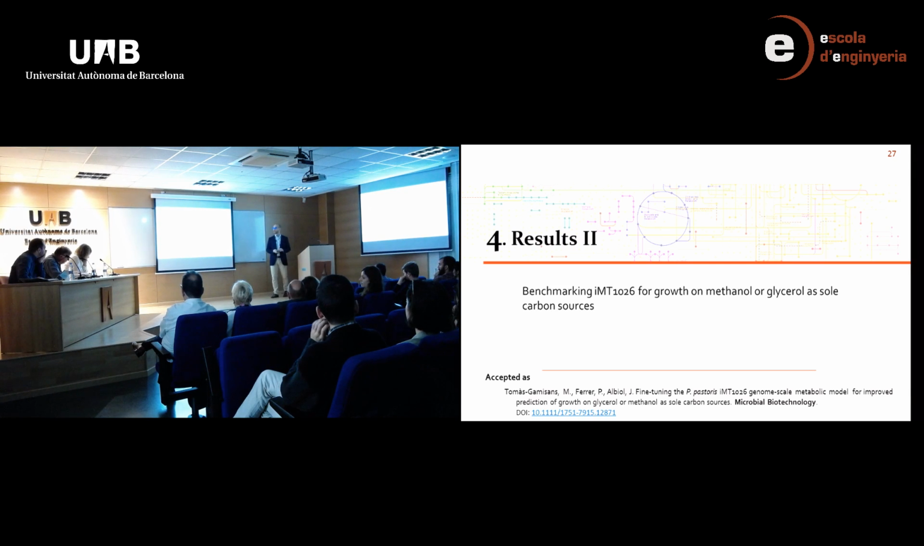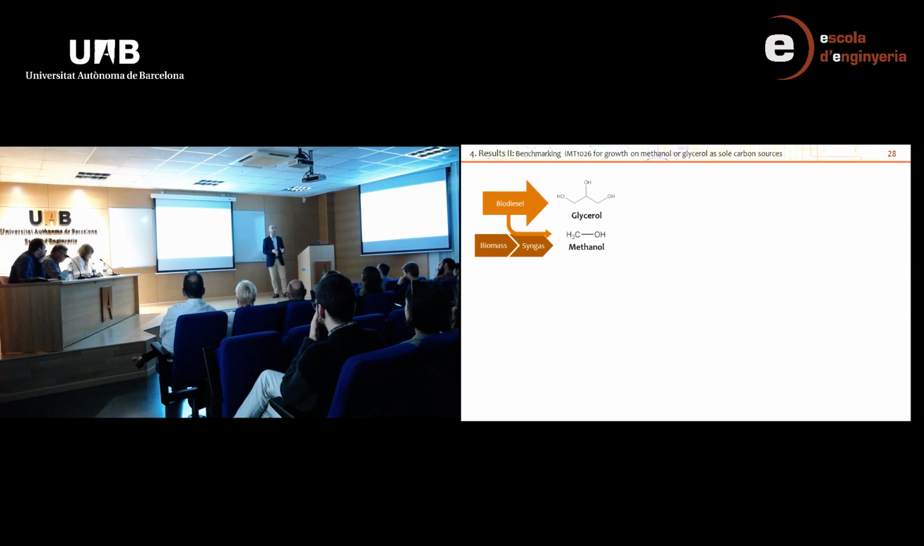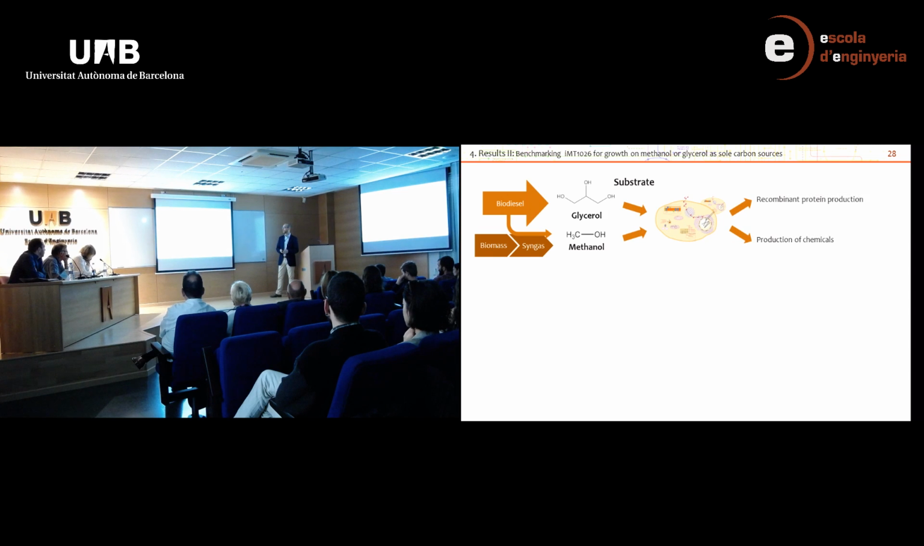So the second chapter of results is benchmarking IMT 2026 for growth on glycerol or methanol as sole carbon sources. So the first question is, why glycerol and methanol? Well, in the case of glycerol, it is produced as a byproduct in biodiesel production, and methanol can be easily synthesized from biomass after a syngas process. So they are cheap compounds that can be used as substrates for recombinant protein production and production of high value added chemicals. So we can revalorize these compounds for interesting applications.